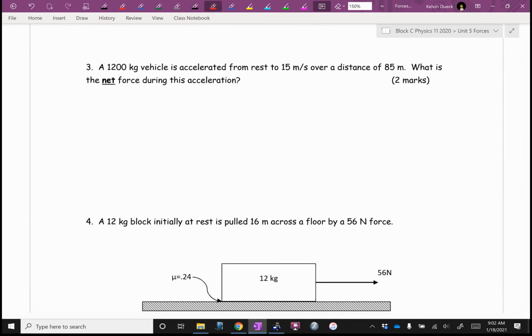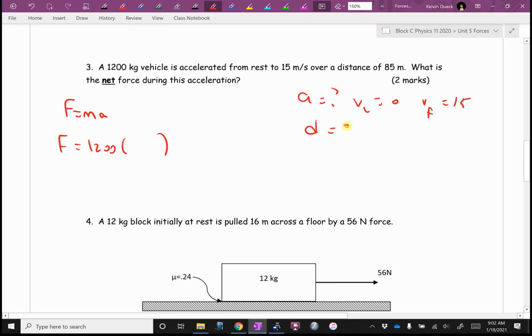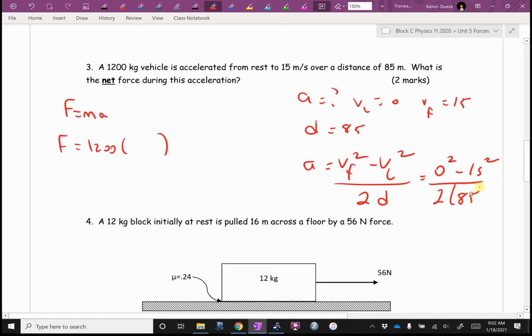The what force? The net force. The what force? The net force. So F equals ma. So F equals 1200. I need to find what A is. VI is 0 from rest. VF is 15. D is 85, so it's going to be VF squared minus VI squared all over 2D: 0 squared minus 15 squared all over 2 times 85.